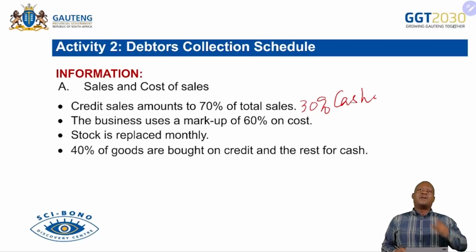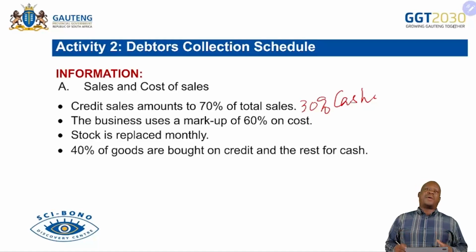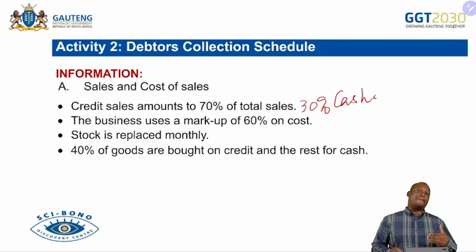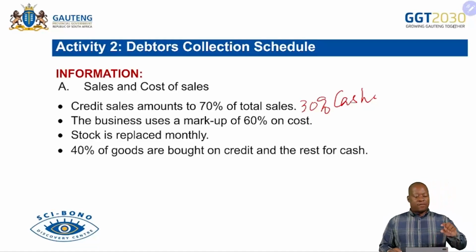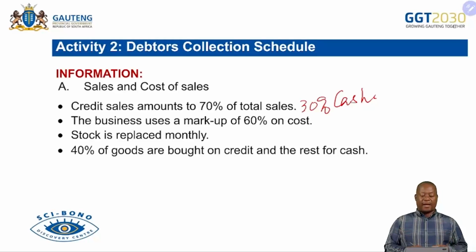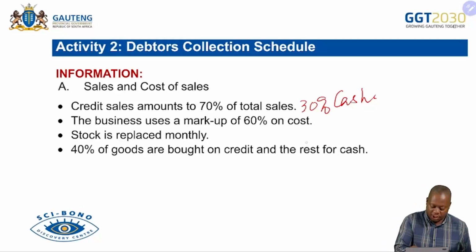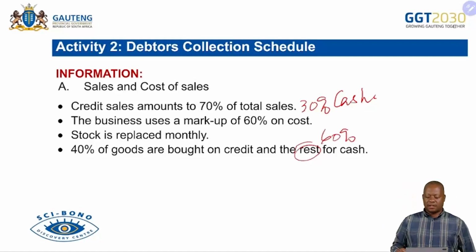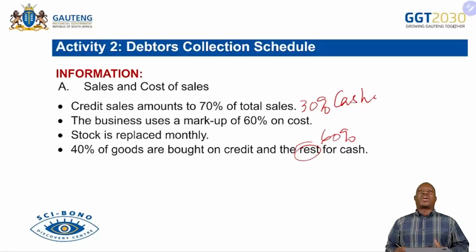40% of the goods are bought on credit and the rest for cash. Now, what they are simply saying is, when we are making our purchases, not all goods are being purchased on credit. 40% we are buying on credit and 60% cash. The rest, remember the rest, it becomes what? 60%. The rest is cash.